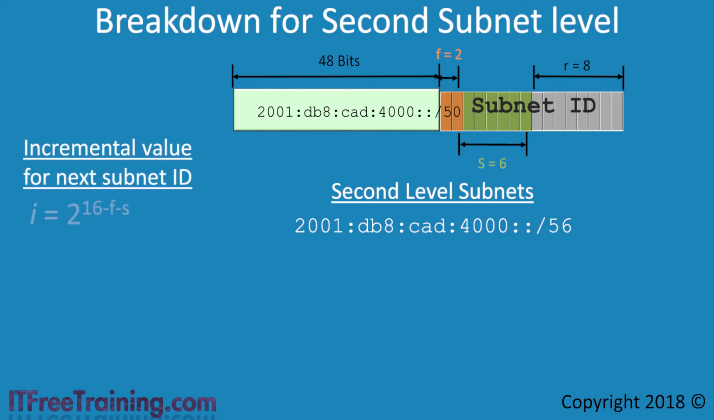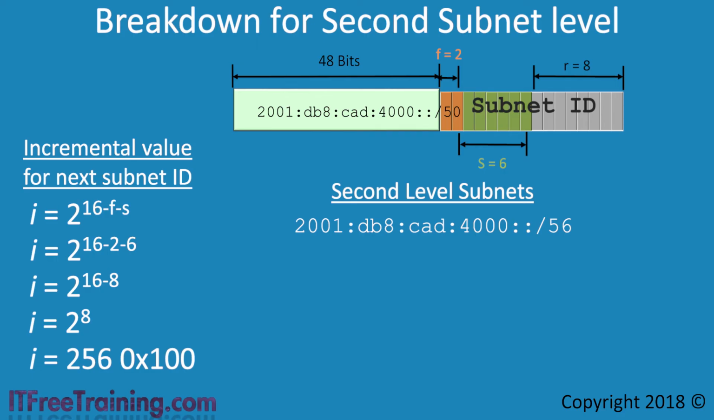Like before, it is a matter of putting the value into the equation. The value of f will be 2, since 2 bits of the subnet ID were allocated to countries previously. Since an additional 6 bits of the subnet ID will be used for states, provinces, or territories, the value for s will be 6. Once the values have been put into the formula, it is a simple matter to work out the increment value. This gives the value 256, or 100 in hexadecimal.